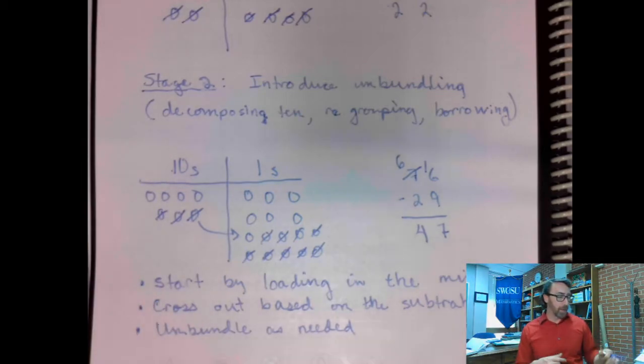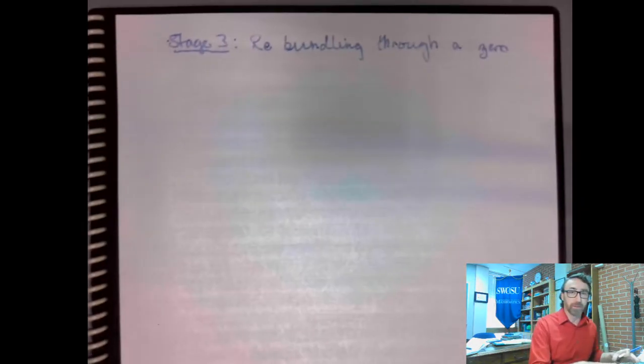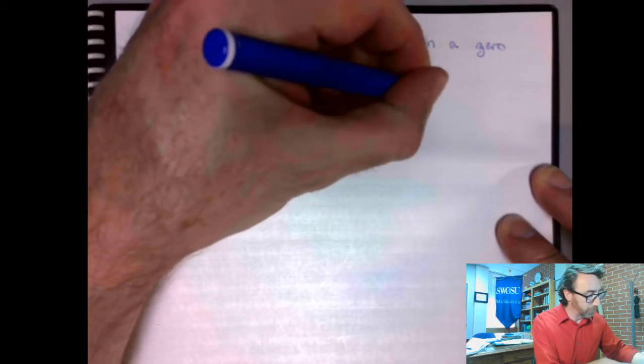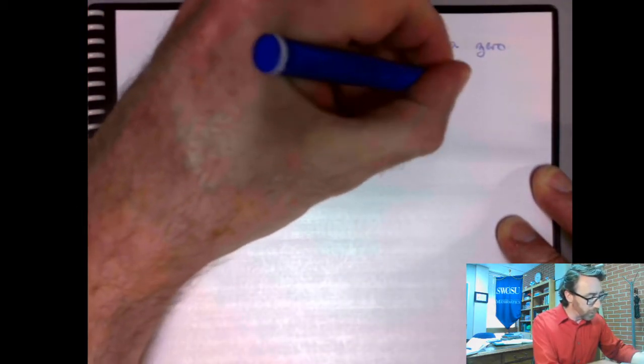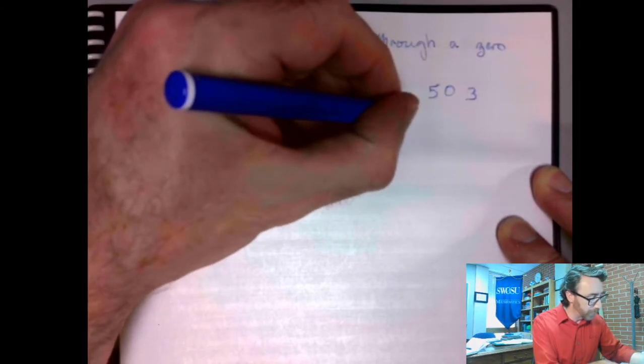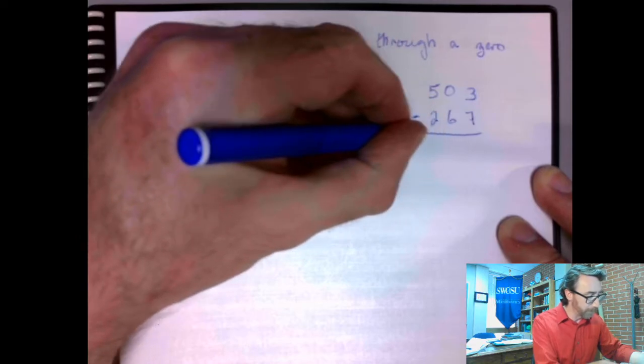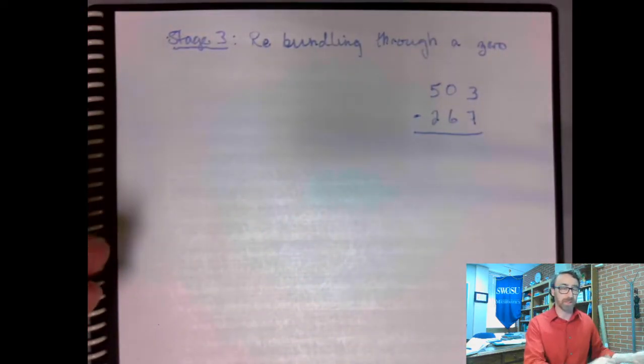Okay. Now, I'm going to include one more stage for this, because this is something that doesn't really come up when students are doing addition problems. It can come up when we're doing subtraction problems. Once we get to 3-digit problems, let's say we had something like this. Let's say we do, okay, how about 503 minus 267? Okay, 503 minus 267.